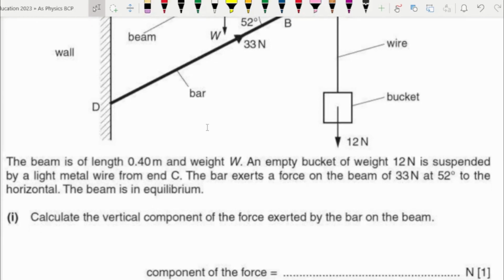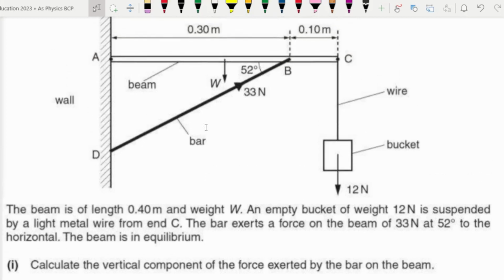Calculate the vertical component of the force exerted by the rod on the beam. So what is the force exerted by the rod on the beam? You have this one, 33 Newton. You need to split it into perpendicular components and then find the value of the vertical component. One component can be drawn in this direction towards the right side. The direction of this force is top right corner, so one component is upward and the other is towards the right side. Which one of these two components is the vertical one? This one.